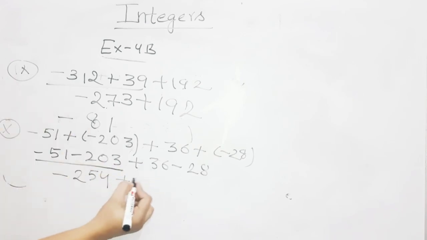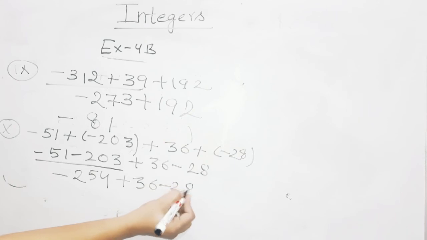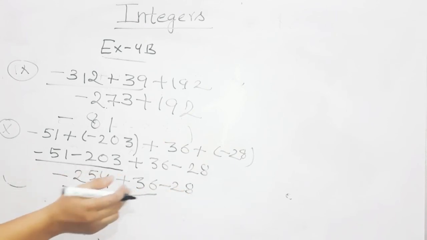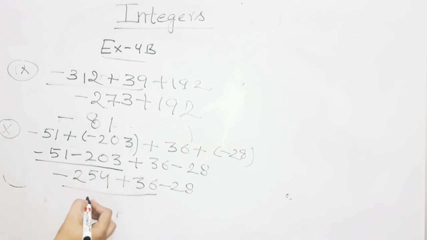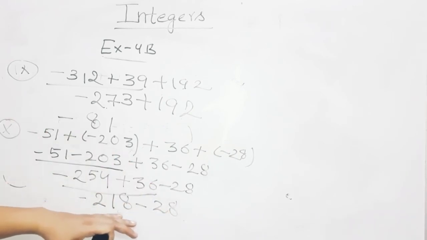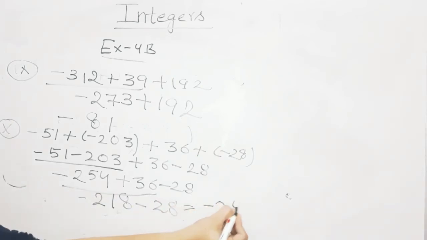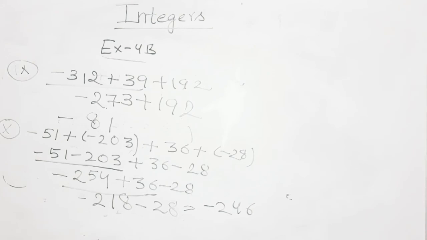Now this much is left, I am going to write. Now again I am solving this much, 1 negative, 1 positive. So when you subtract 36 from 254, you are going to get -218 minus 28. See, now 2 negatives, what do we have to do? We have to add. So it will be -246. So question number 5 is over now.